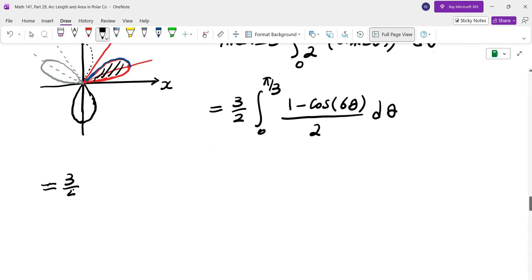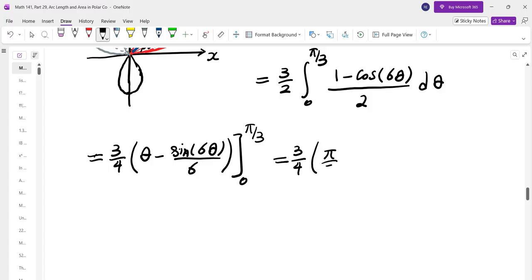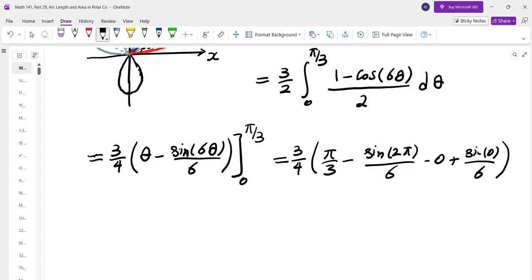So this one is 3 over 4 theta minus sine of 6 theta over 6. So this is the integral, which is 3/4 times pi over 3 minus sine of 2 pi over 6, minus 0 plus sine of 0 over 6. So sine of 2 pi is 0. 0 is 0, sine of 0 is also 0. So when we multiply this out, we get pi over 4 as the answer to the problem.